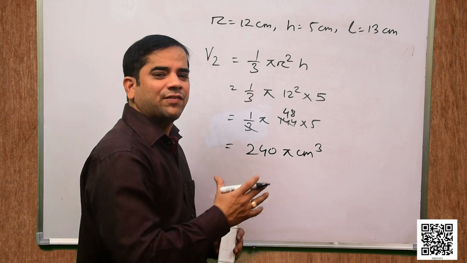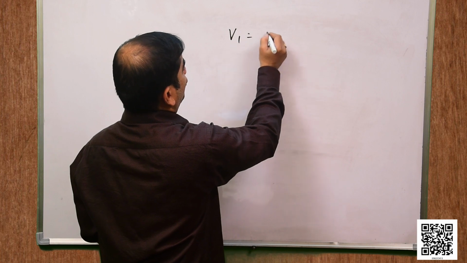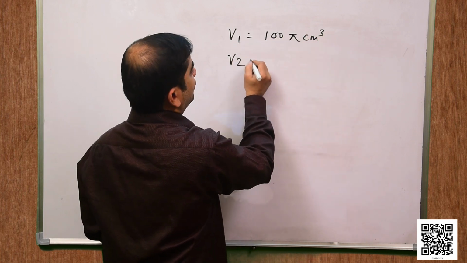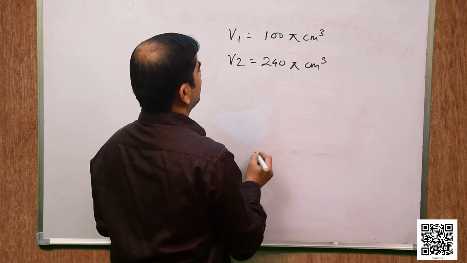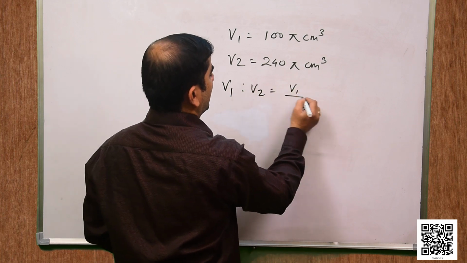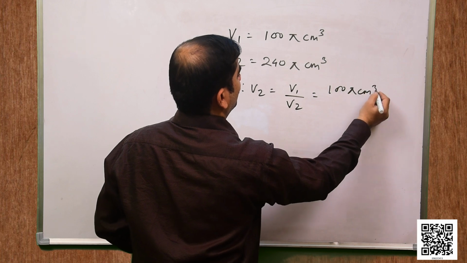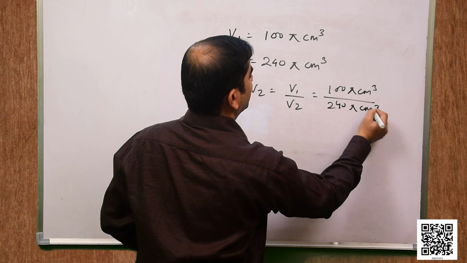Fine. So now let us find the ratio. So students, V1 is equal to 100 pi centimeter cube and V2 is equal to 240 pi centimeter cube. So V1 is to V2 is equal to V1 by V2, that is 100 pi centimeter cube divided by 240 pi centimeter cube.